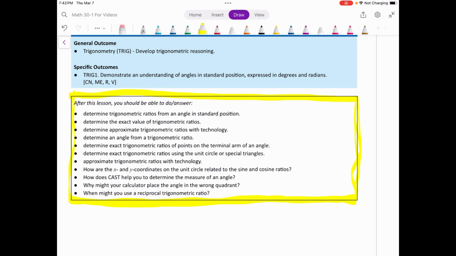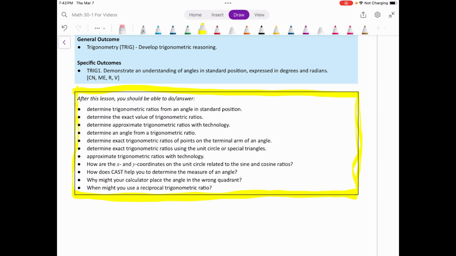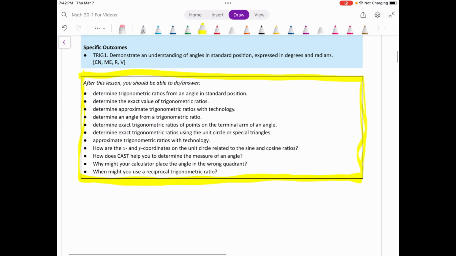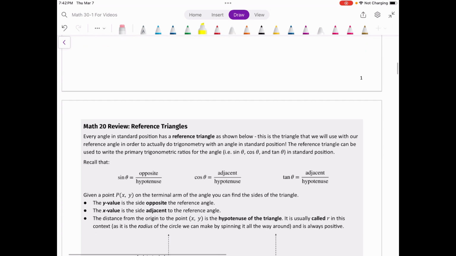So as always, there's a little checklist you can use to see at the end of the lesson, right? How are you feeling about those big ideas? And yeah, let's jump right in.